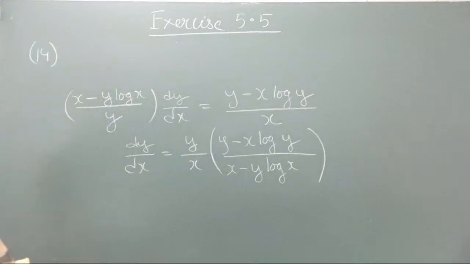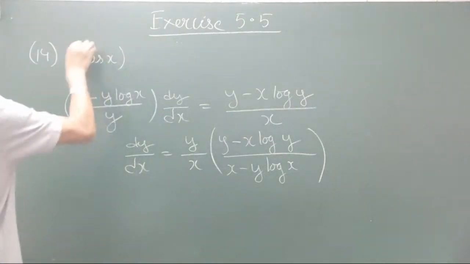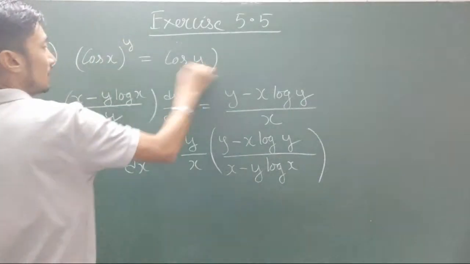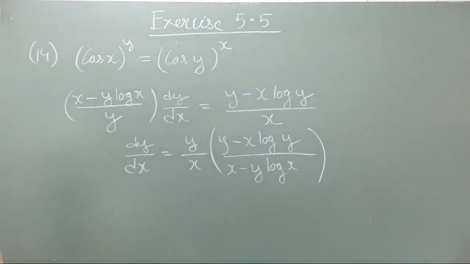Let's move to 14, that is (cos x)^y equal to, I guess, (cos y)^x. It always has to be symmetric. Nature loves symmetry, so yeah, exactly so.